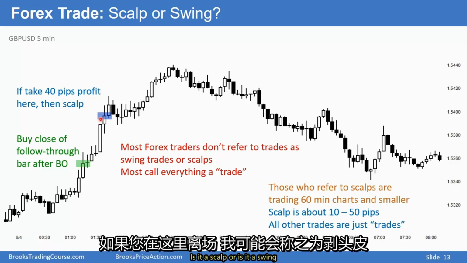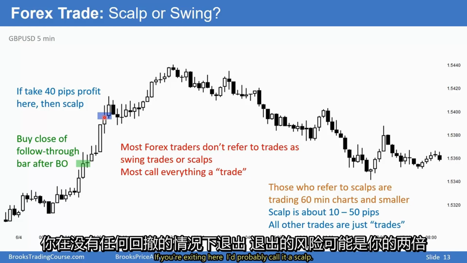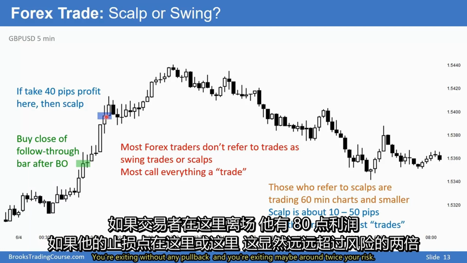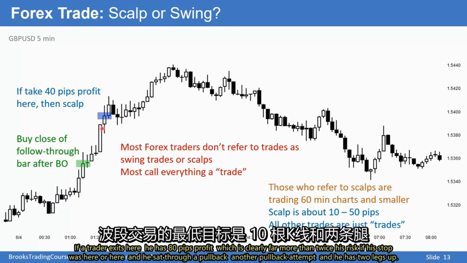If a trader exits here, he has 40 pips profit. Is it a scalp or is it a swing? If you're exiting here, I'd probably call it a scalp. You're exiting without any pullback, and you're exiting maybe around twice your risk, maybe less than twice your risk.